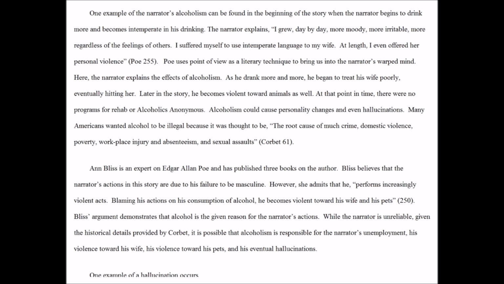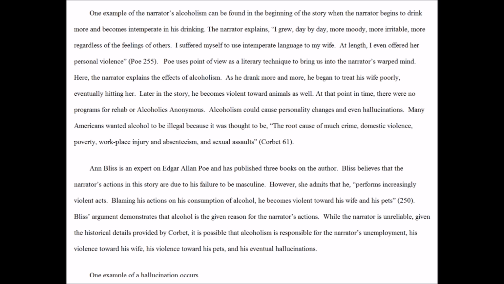So here what we're looking at is all those pieces put together. So first she starts out with a topic sentence. One example of the narrator's alcoholism can be found in the beginning of the story when the narrator begins to drink more and blames and becomes intemperate in his drinking. He explains, and then she has the quote.